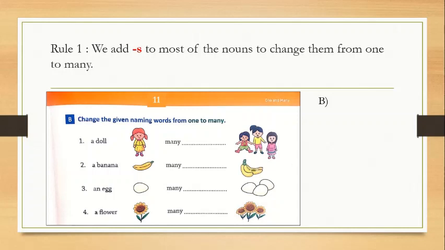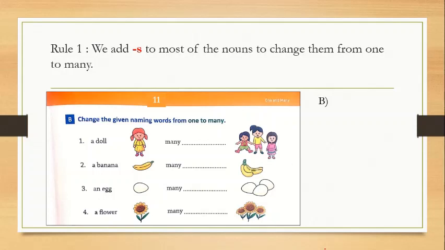First of all, open your books to page number 11. On page number 11, we will start with exercise B. Now this exercise we will solve using the first rule, rule 1. We add S to most of the nouns to change them from one to many. So here for these nouns given here, we will add letter S at the end to change them from one to many. So let's do it.